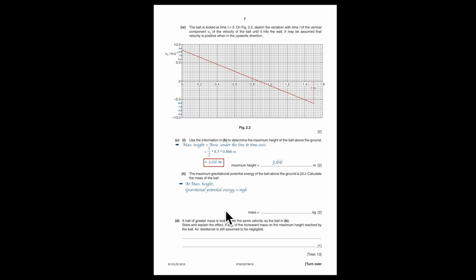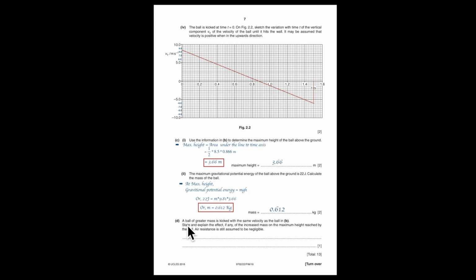So at the maximum height, its gravitational potential energy is mgh, and according to the question, mgh equals 22 joule, or 22 joule equals m times 9.81 times 3.66, where 3.66 is the height and 9.81 is the acceleration due to gravity. From this we get mass equals 0.612 kg. Filling it here: 0.61 kg.